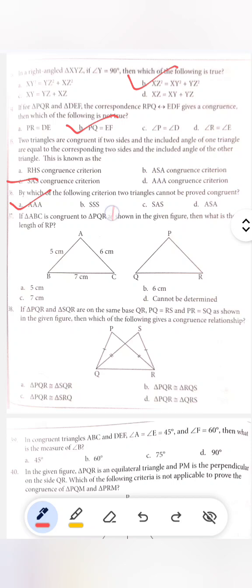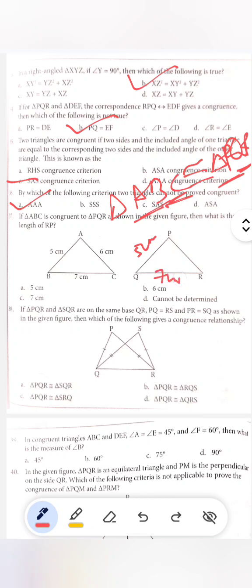Because it is said that triangle ABC is congruent to triangle PQR. If ABC is congruent to triangle PQR, it means AB is equal to PQ, that is 5 centimeter. BC is equal to QR, that is equal to 7 centimeter. So obviously this one is 6 centimeter.